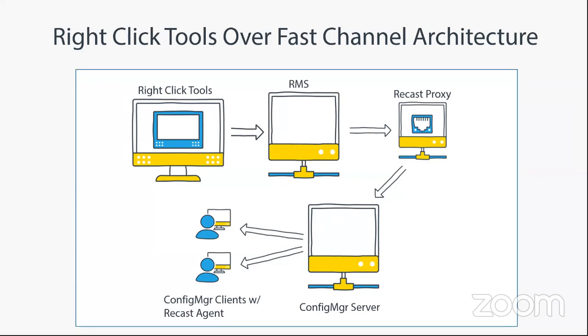So if the server detects that you've set up a Config Manager Fast channel route, it'll send that action over to the Recast Proxy that'll translate it into something that the Config Manager server SMS provider can understand. Config Manager infrastructure will reach out to your clients and tell it to run a PowerShell script. And the PowerShell script will call into a WMI provider that we supply with our Recast Agent.